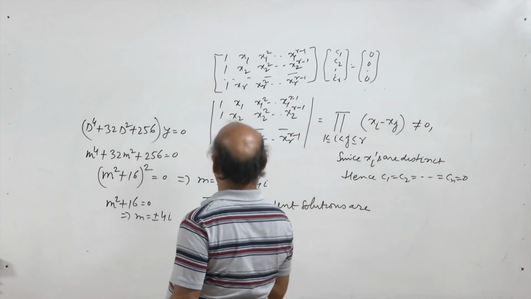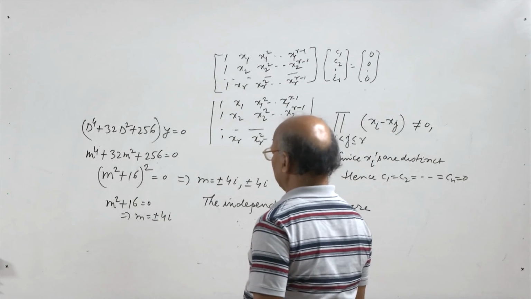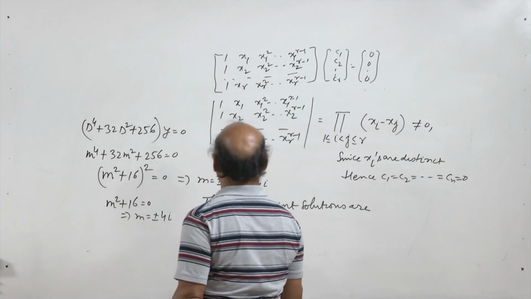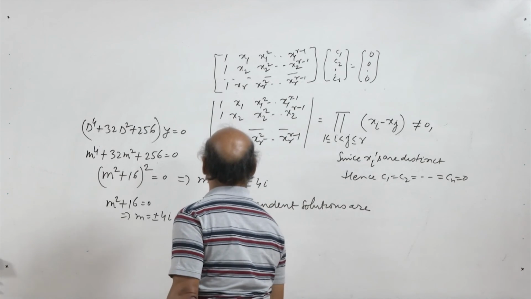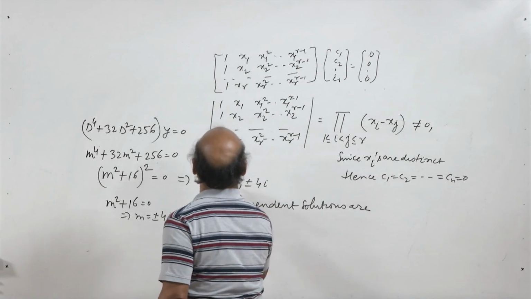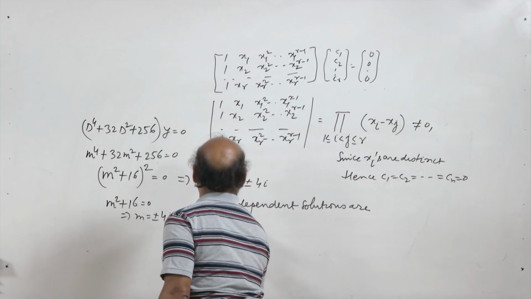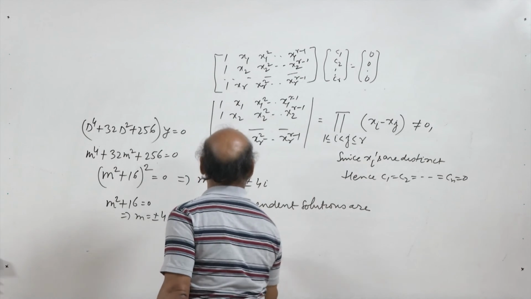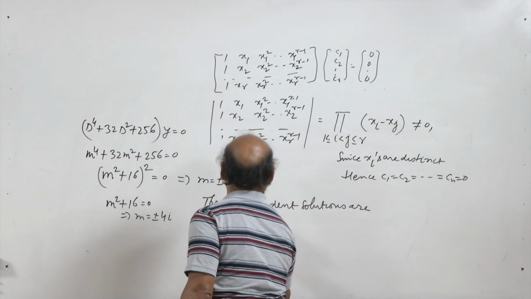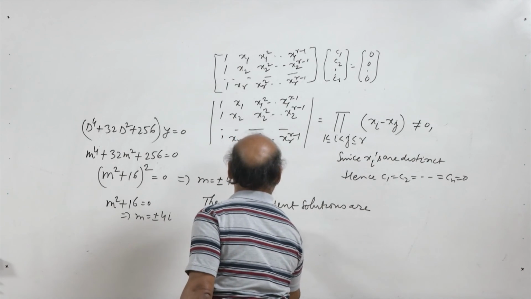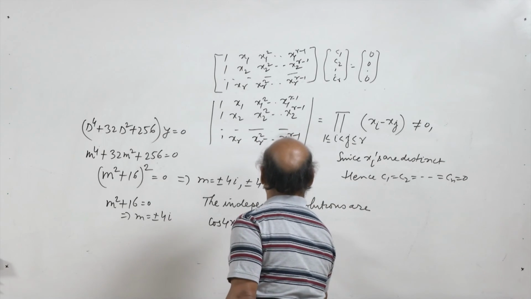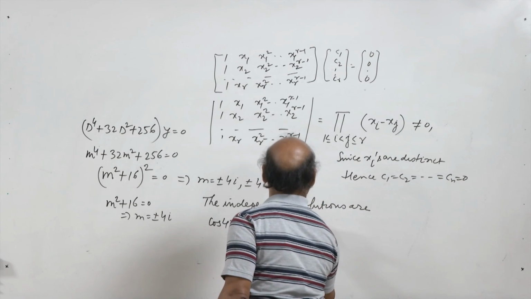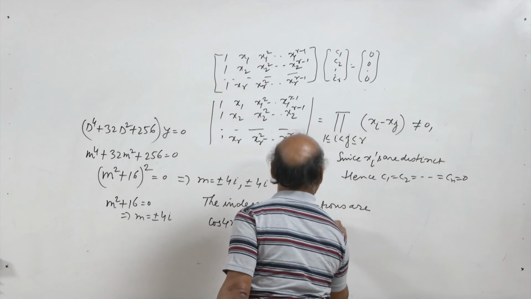If p1 plus iq1 is a root and p1 minus iq1 is a root, then we have e to the power p1x cos q1x. Here p1 is 0. So cos q1x means cos 4x is a solution, sin 4x is a solution, and the other linearly independent solutions are x cos 4x and x sin 4x.